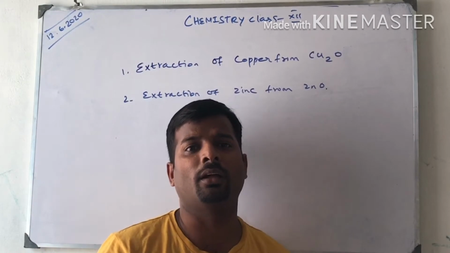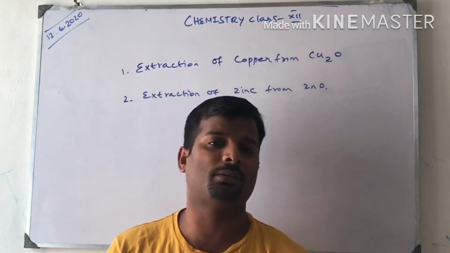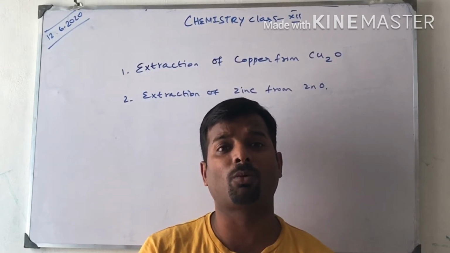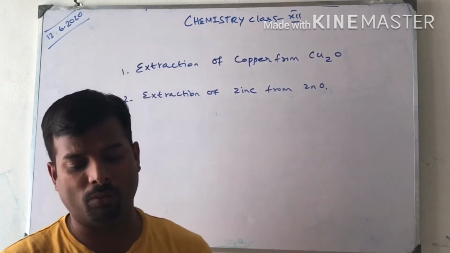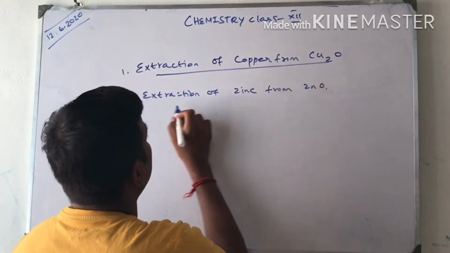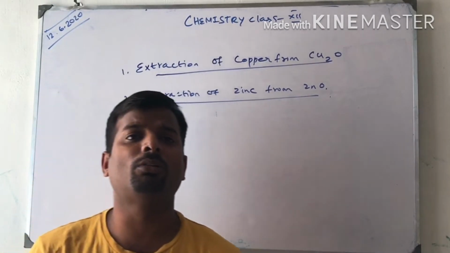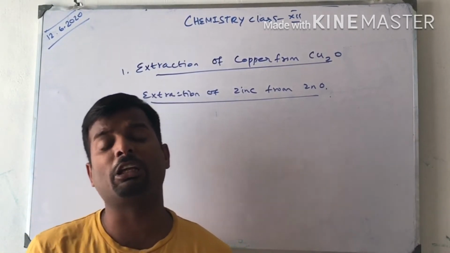This is the extraction part. We already completed the concentration part, and the extraction of crude metal from its ore for iron is over. Now we are going to start with the extraction of copper from copper ore and zinc from zinc ore. First, I am going to remind you of the Ellingham diagram.